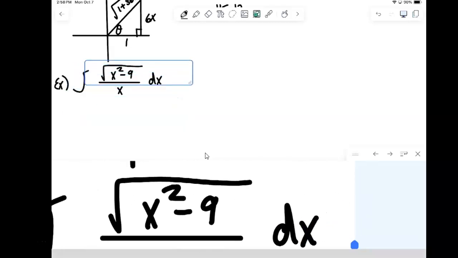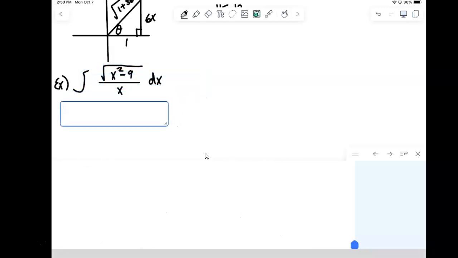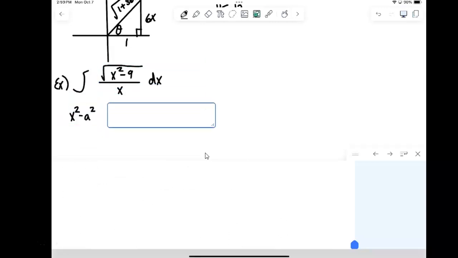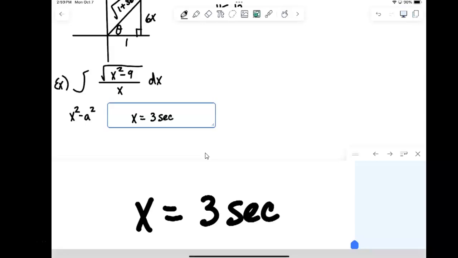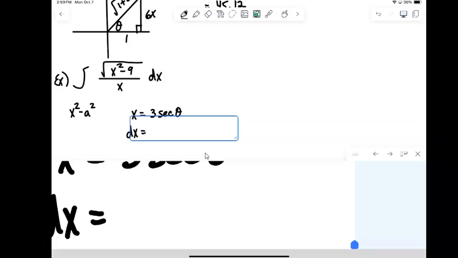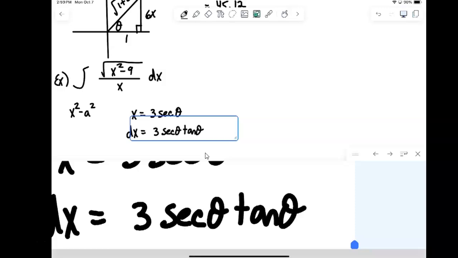We have a square root, we have an x squared minus 9, right? We have x squared minus a squared. So we're dealing with that x squared minus a squared, so we do the substitution x equals a secant theta. So 9, of course, would be 3 squared. So x is equal to 3 secant theta. dx then would be the derivative of secant theta, which would be 3 secant theta tangent theta.